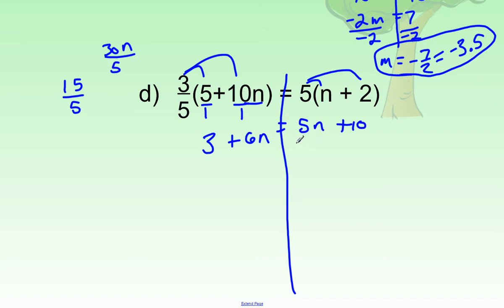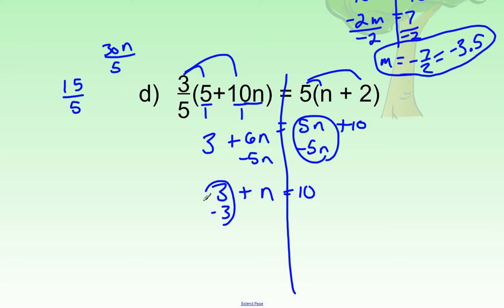Get rid of the one on the right. So I'm going to subtract 5n because it's a positive. And minus 5n here. 3 plus 1n. Remember, you don't need the 1 if it's in front of the variable. 1n equals 10. The variable is being added by 3, so I'm going to get rid of this term by subtracting it. Minus 3, and n equals 7.